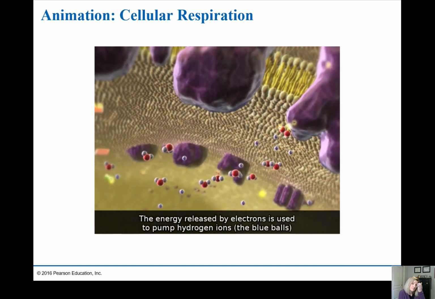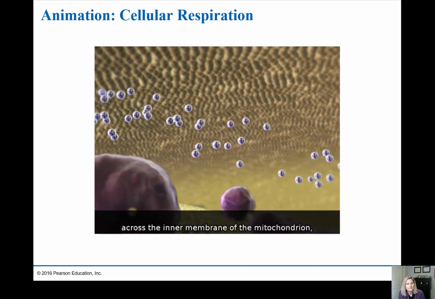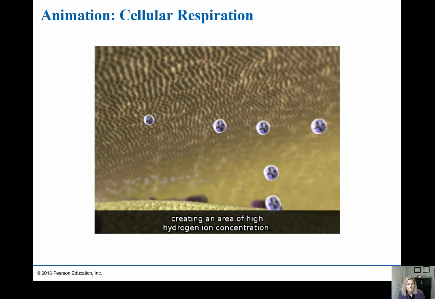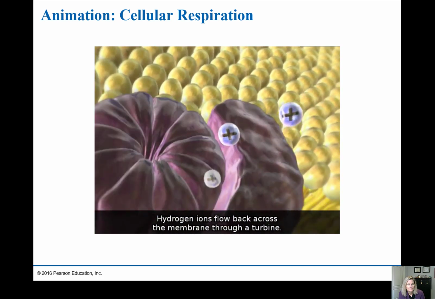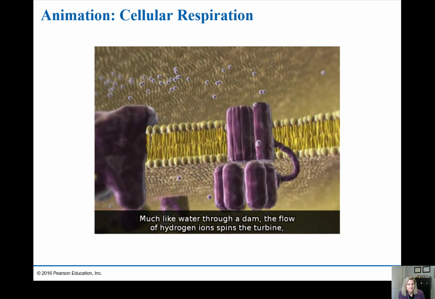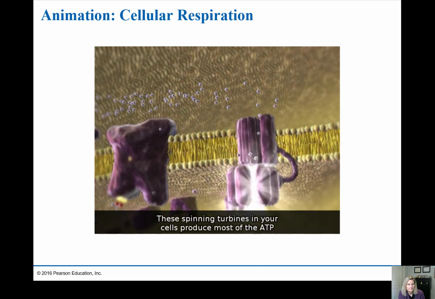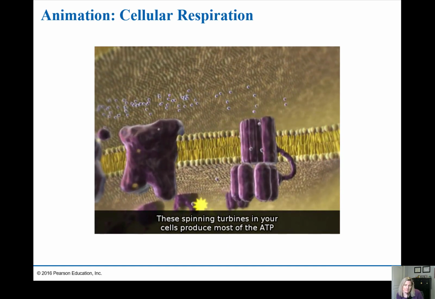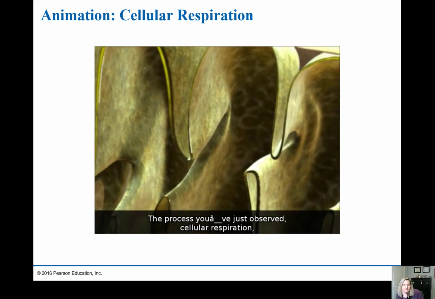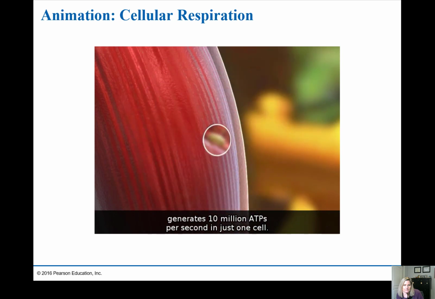The energy released by electrons is used to pump hydrogen ions, the blue balls, across the inner membrane of the mitochondrion, creating an area of high hydrogen ion concentration. Hydrogen ions flow back across the membrane through a turbine. Much like water through a dam, the flow of hydrogen ions spins the turbine, which activates the production of ATP. These spinning turbines in your cells produce most of the ATP that is generated from the food you eat. The process you've just observed, cellular respiration, generates 10 million ATPs per second in just one cell.